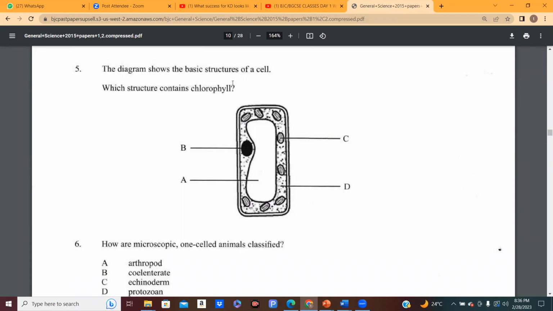A. No, A is the vacuole. That doesn't have chlorophyll. Try again. I'd say B. No, B is the nucleus. That doesn't contain any chlorophyll. Try again.